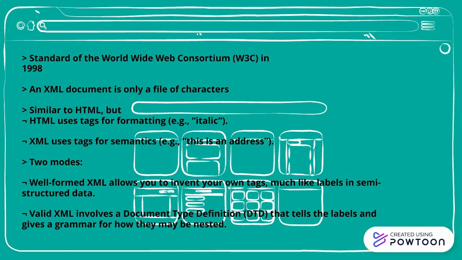Two modes. Well-formed XML allows you to invent your own tags, much like labels in semi-structured data. Valid XML involves a document type definition, DTD, that tells the labels and gives a grammar for how they may be nested.